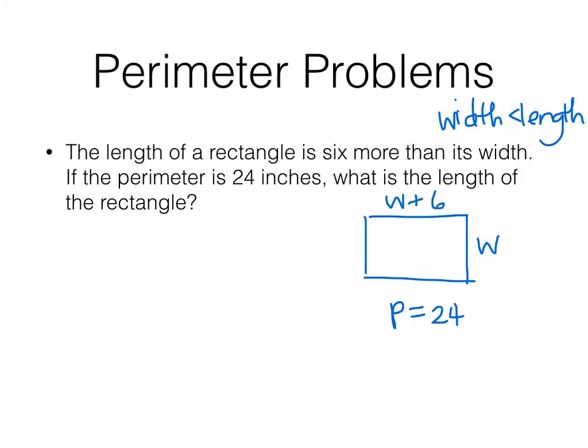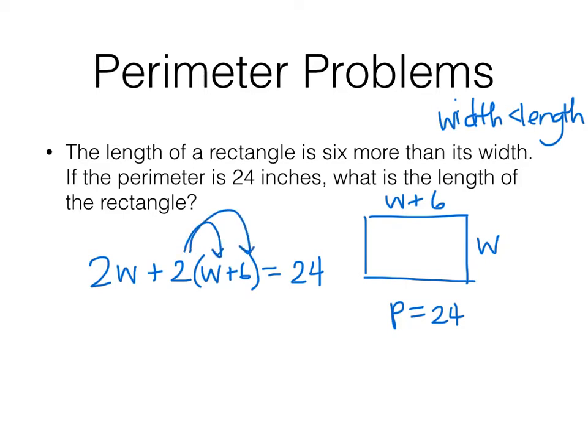And then think about what you're talking about with perimeter. The perimeter is 24. We have to add all 4 sides. So we have 2 of the width plus 2 of the length. Now, we haven't solved any equations this video so far. Let's solve this one. I'm going to distribute the 2. I have 2w plus 2w plus 12. I need to combine some like terms.